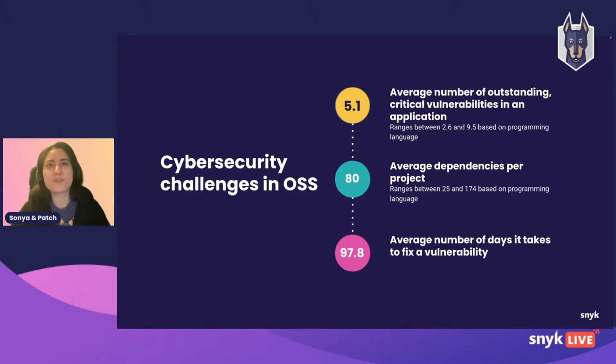Some of the cybersecurity challenges in OSS: we can see that the average number of outstanding critical vulnerabilities in an application is around 5, and this will depend on the programming language that you're using. Also, the average dependencies per project is around 80. Again, this will depend on your programming language. But the one that's most scary is the last number, which is the average number of days it takes to fix a vulnerability, which is around 100 days.